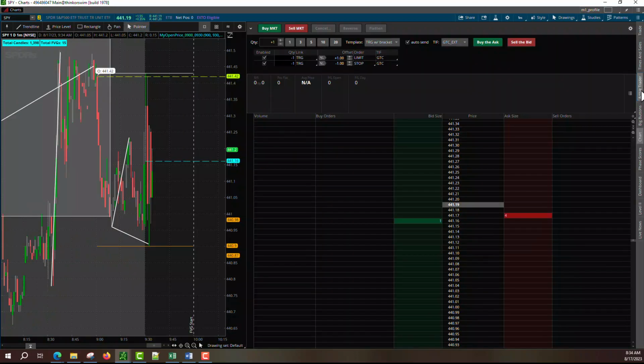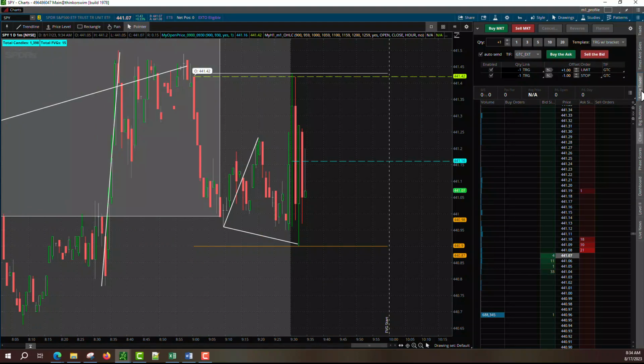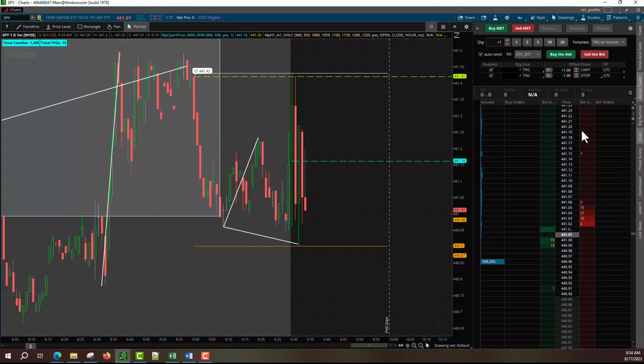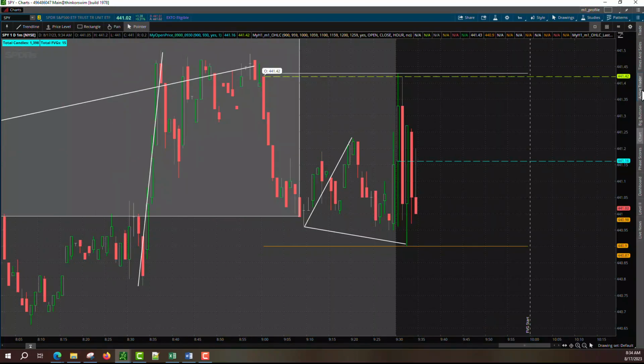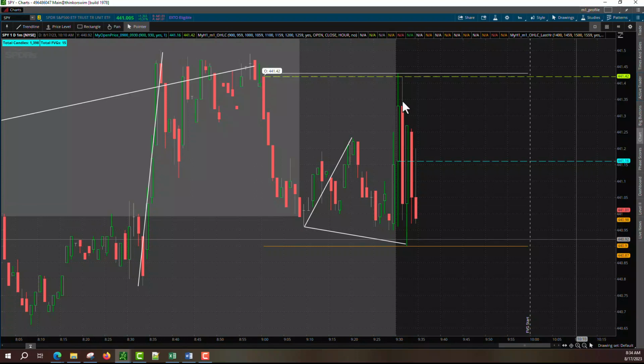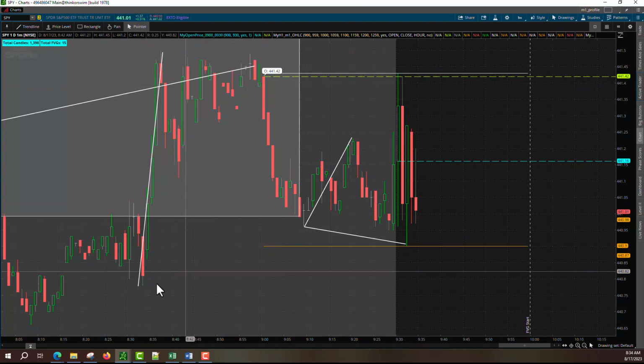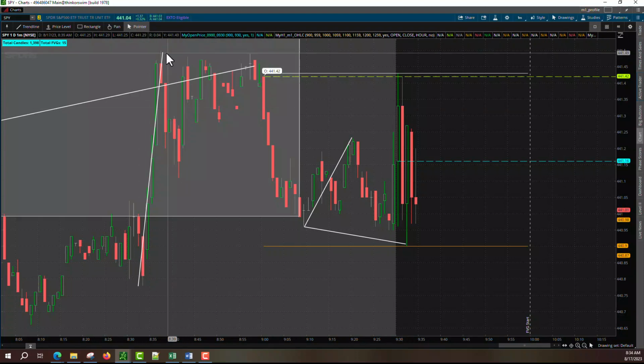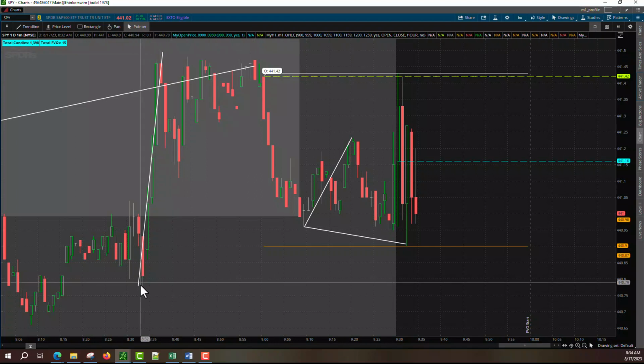Let's see if we can go long from here. This will not take out this buy side, so it will not break this one. It didn't take out this buy side, so it will not take out the sell side of it.